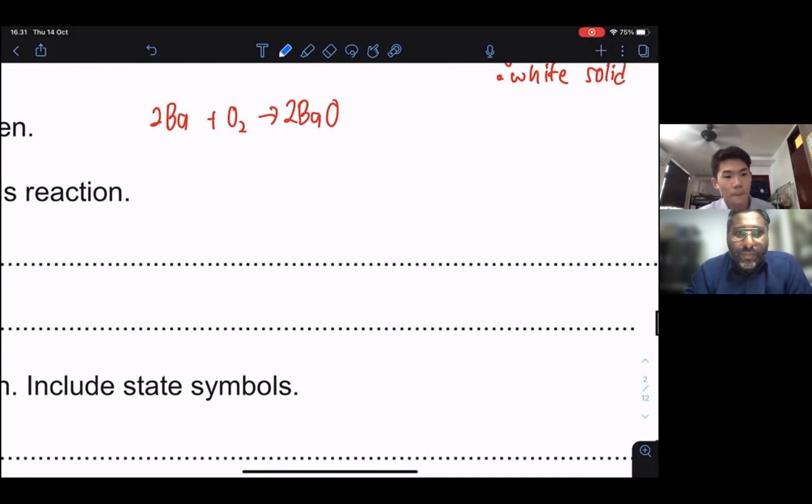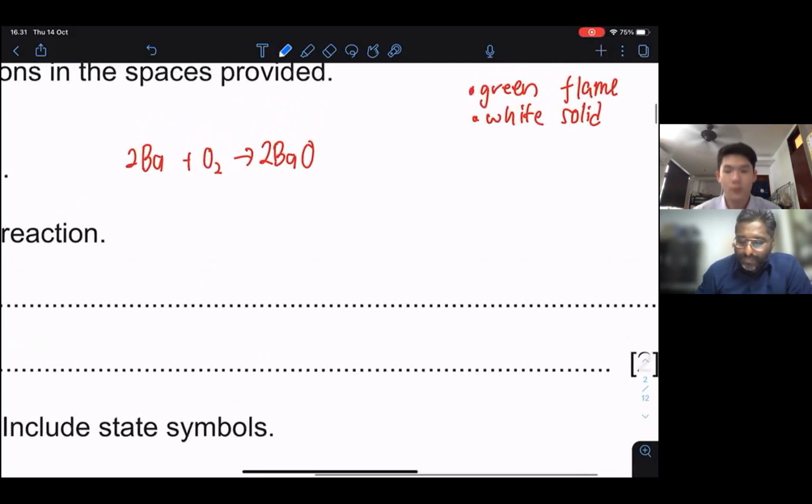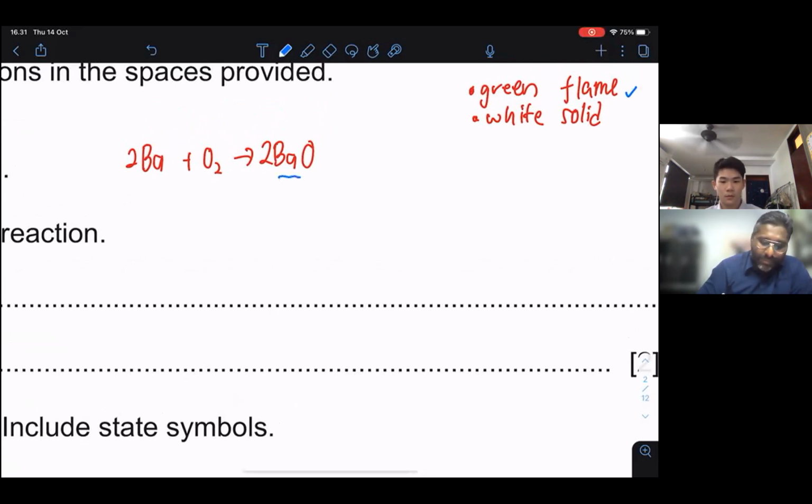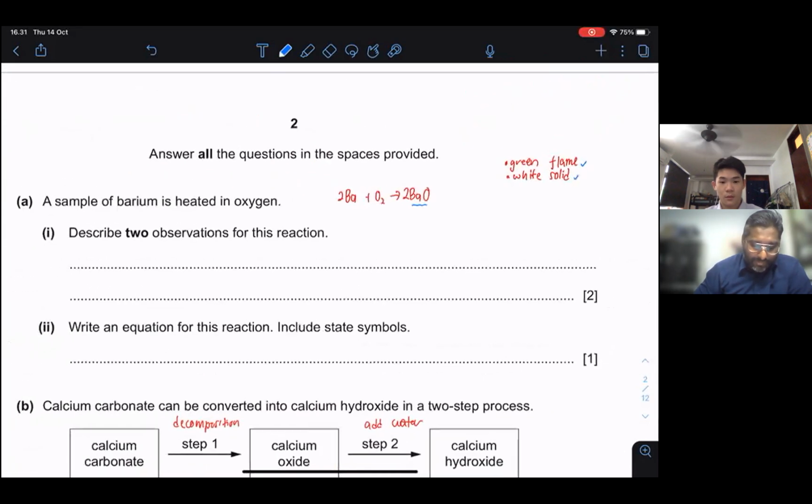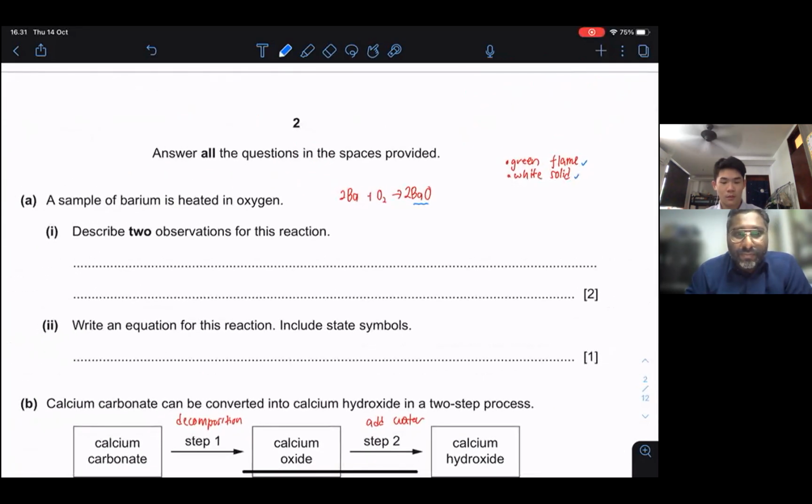But what you are going to see is, whenever barium metal is burned, the flame, it's very important to remember, will give you a green flame. Something that you need to take note of. That is going to be one of the observations. Another observation is that barium oxide is going to be a white solid. So when they ask you to describe two observations for this reaction, you can write: one observation is a green flame is seen, and second, a white solid is formed.